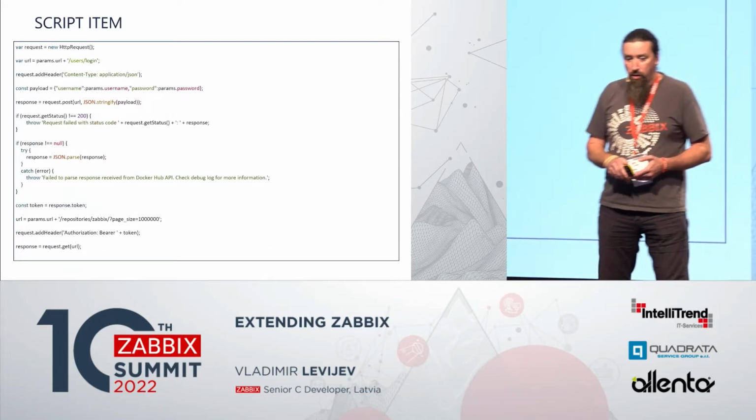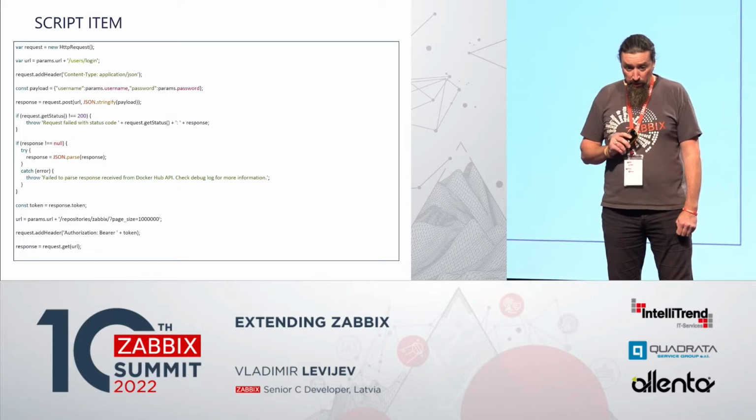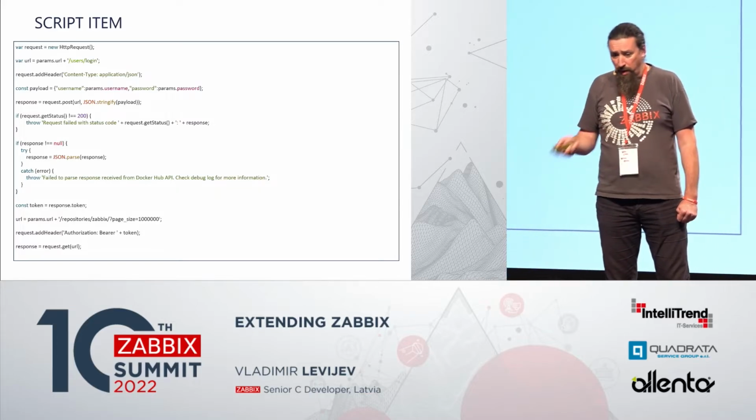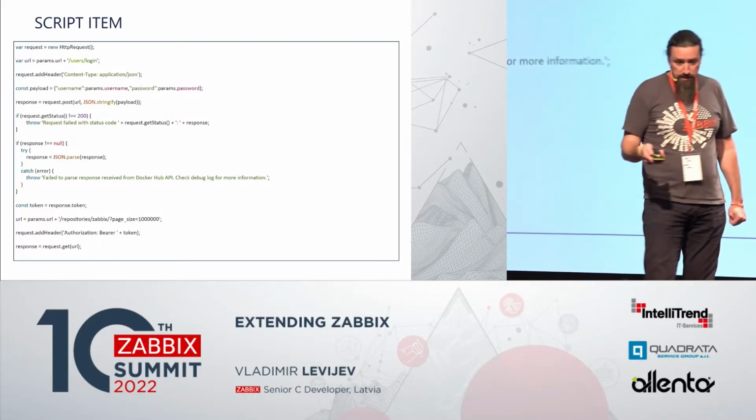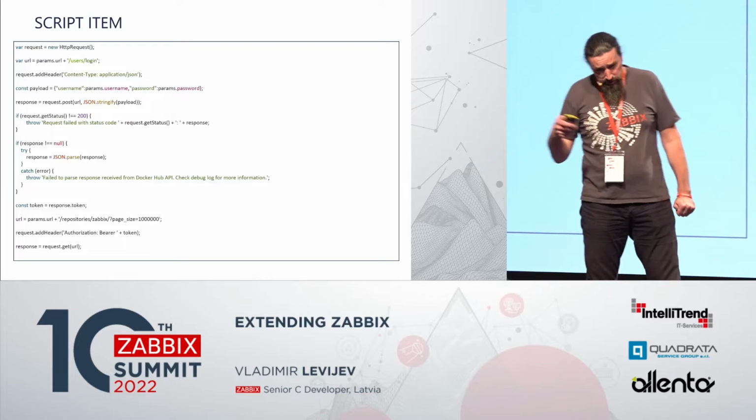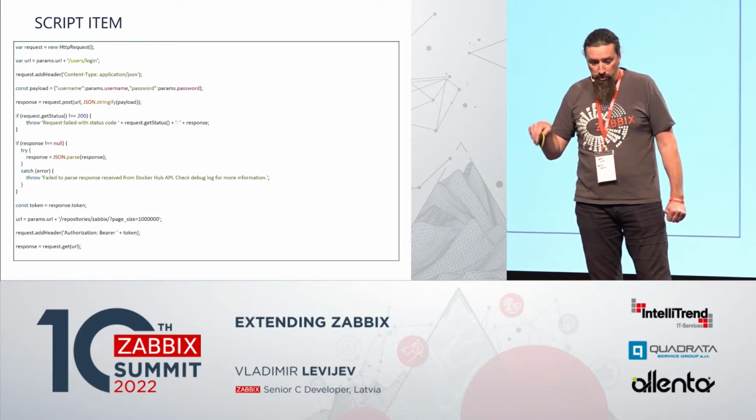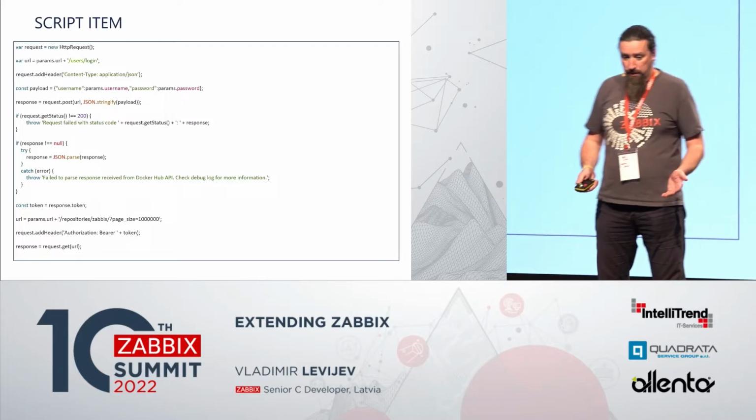That's an example of the script. It uses the HttpRequest, and then it logs in using the username and password specified as the payload, or the body, of the request. Then it gets the response, parses it, and takes the access token from that response, and uses another call to get the actual data using that token.